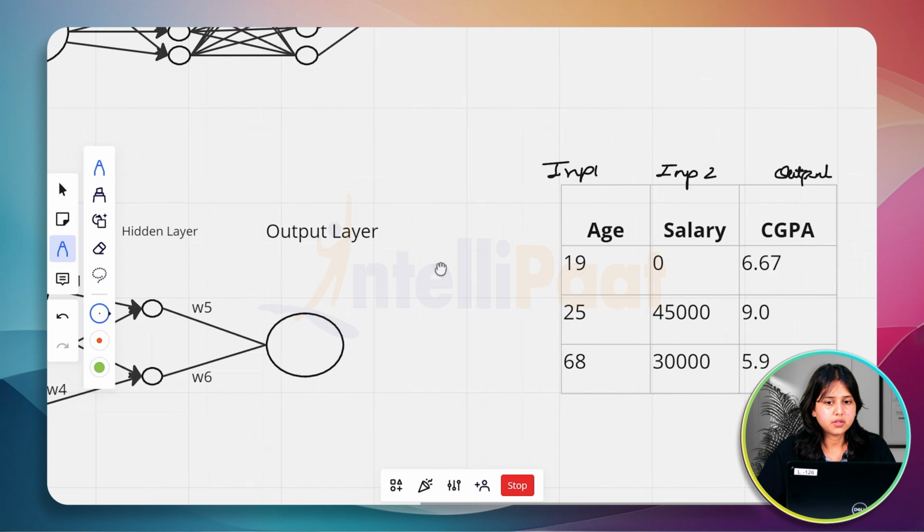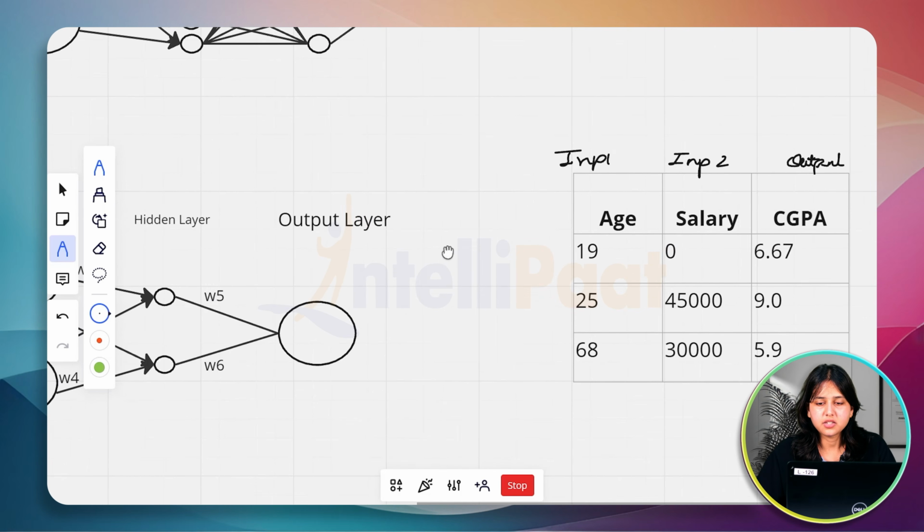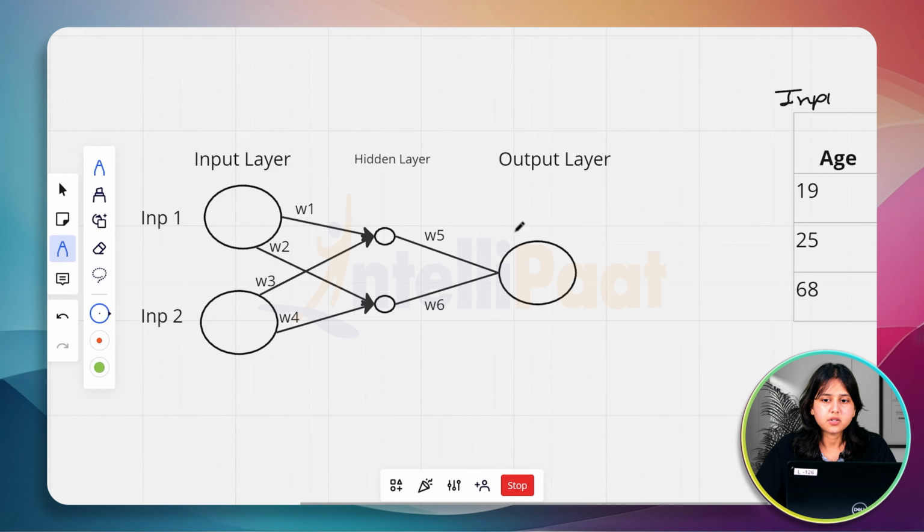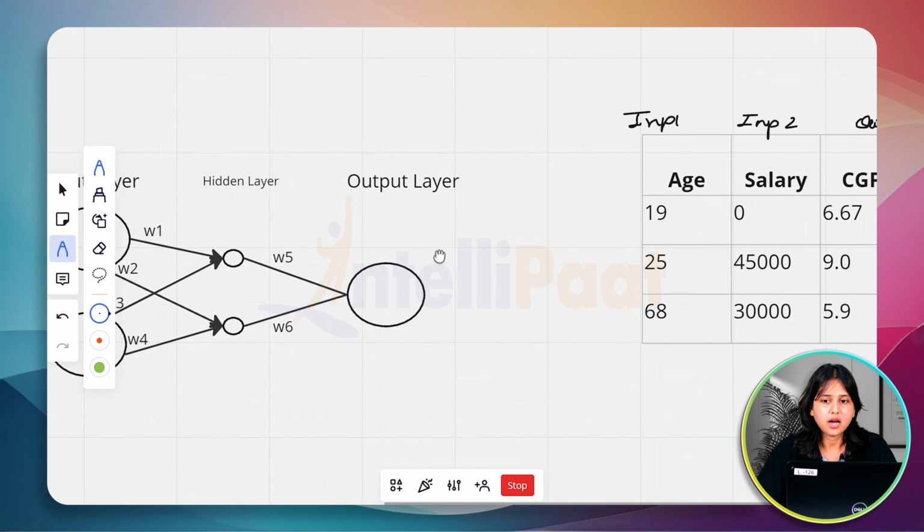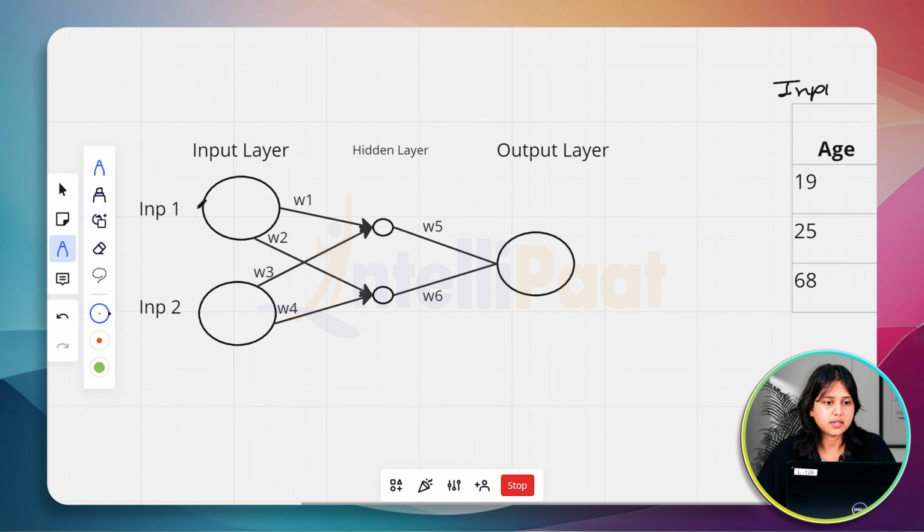So in order to get our output, which is our CGPA, first we're going to pass our age, say 19, and salary, as our input 1 and input 2. Then we have our weights, right? These weights could have any value, but preferably they are kept near 0. You can say 0.1, 0.2 and so on, they're kept really small. So these weights are in general very small in order to have optimum results, right?